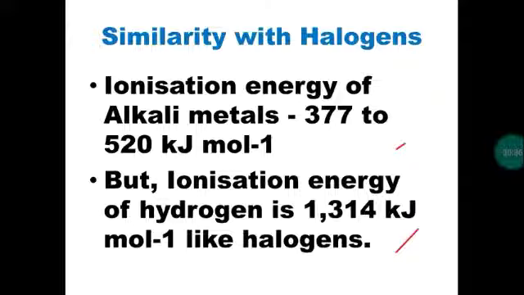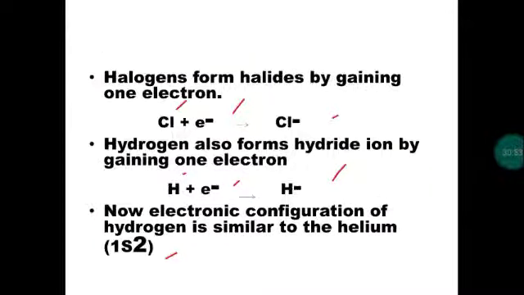As well as that, hydrogen is similar to halogens also. It is similar to group 17 elements also. The ionization energy of hydrogen is high, like halogens. Its ionization energy is 1314 kilojoule per mole. But for alkali metals, ionization energy is less.